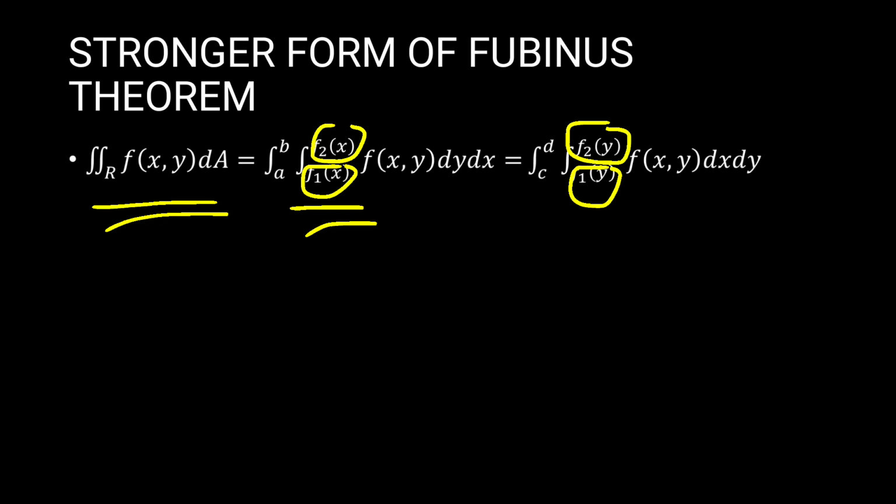So the arrangement again matters. This is in respect to dy, this one is in respect to dx. So this is the stronger form of Fubini's theorem. The relationship holds. It doesn't matter whether you are using the intervals, the constants, or you are using a function. With that, we can look at an example.